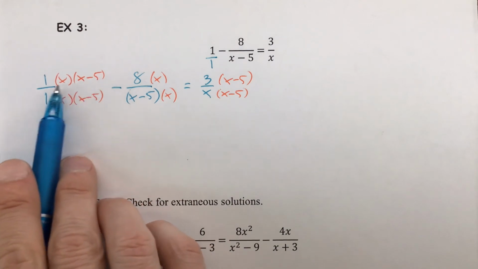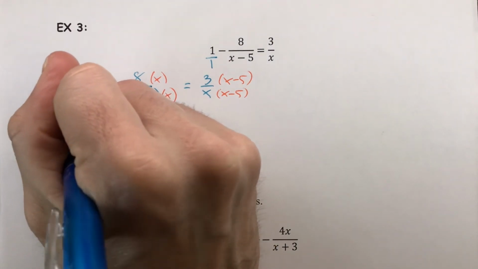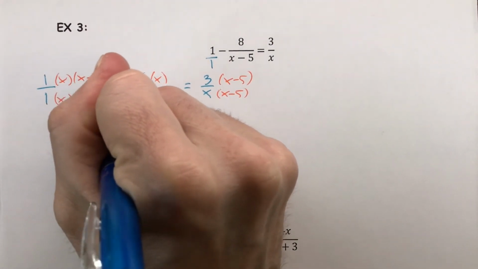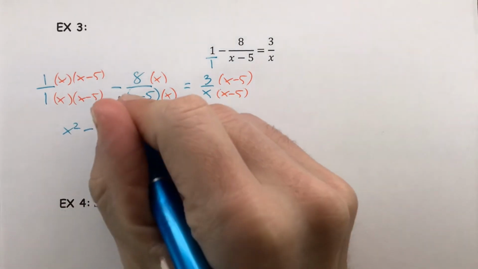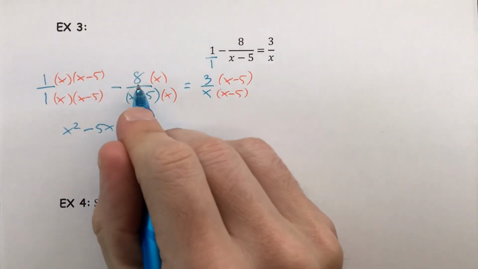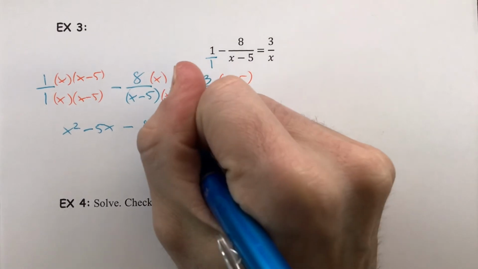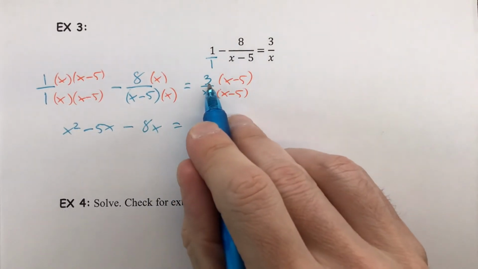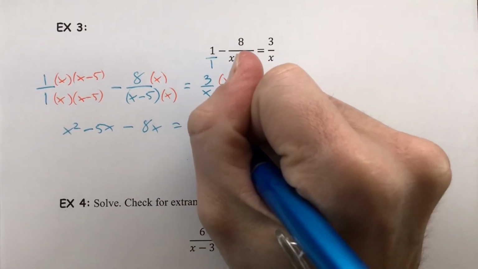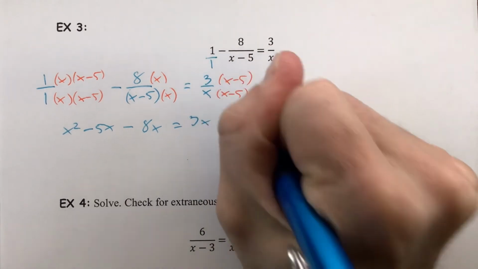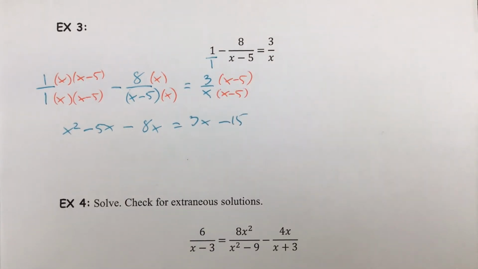We just focus our attention on the numerators and the operations. So we're going to multiply this together. We're going to get x squared minus 5x. We're going to have some subtraction. That'll be 8x is equal to some distribution. We get 3x minus 15. Now what type of an equation do we have this time? We actually have a quadratic. We have a quadratic equation.